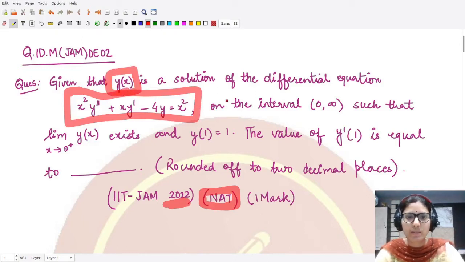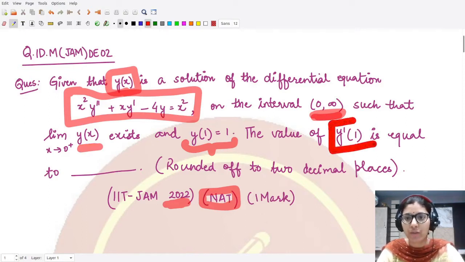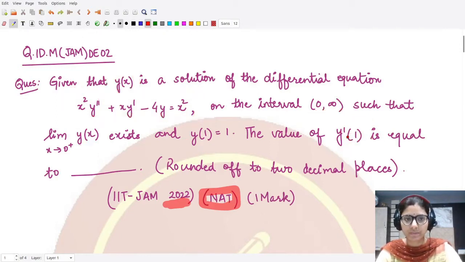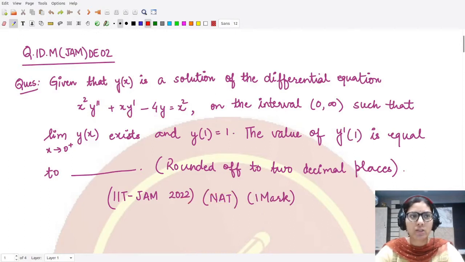For this differential equation, defined on the interval 0 to infinity, we have the condition first of all that y at 1 is equal to 1, and that the limit of y(x) as x tends to 0 from the positive side exists. Using these two conditions we are to tell what is the value of the derivative of y(x) evaluated at the point x equal to 1. So this is the question. Let's start and solve it.